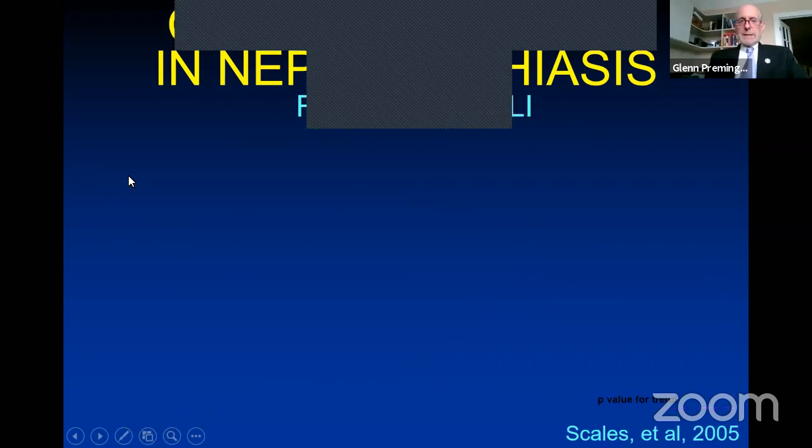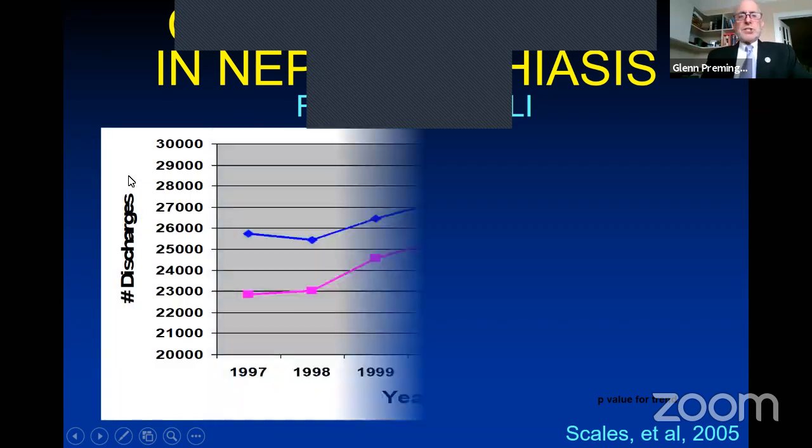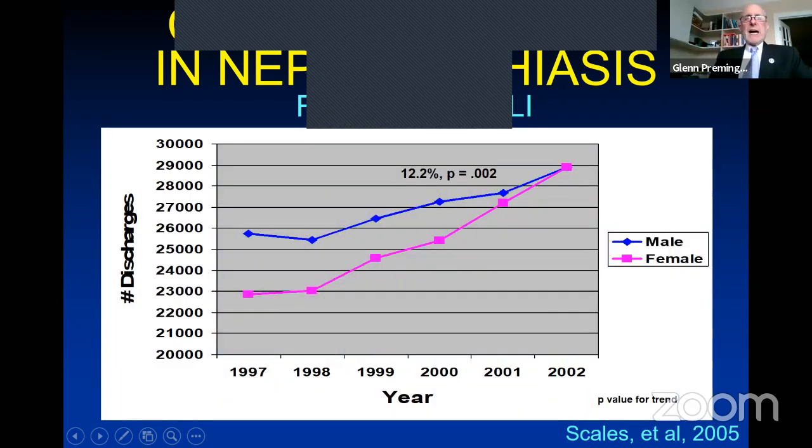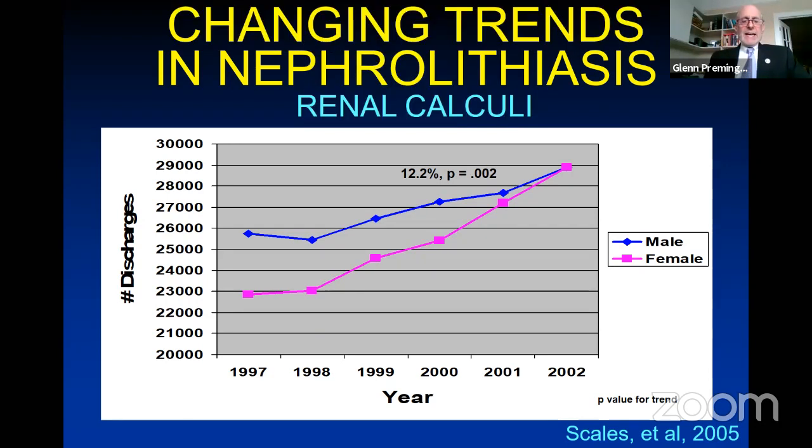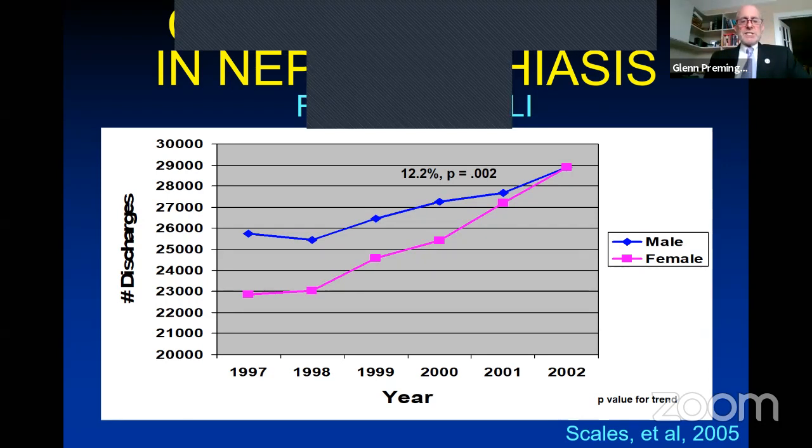So how do these changes in epidemiology actually document? Well, these are data from Chuck Scales, who's one of my partners at Duke, where he looked at a 5-year change in the incidence of stones from 1997 to 2002, showing that while there was an increase in stone disease in males, there was an even more significant increase in stone disease in females, and this was for renal stones.